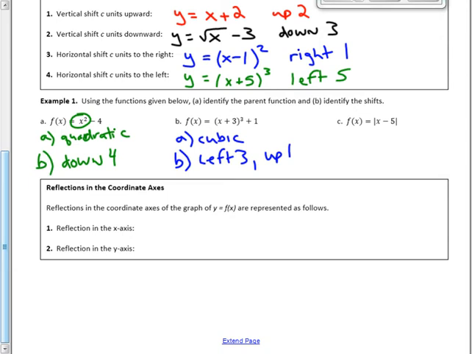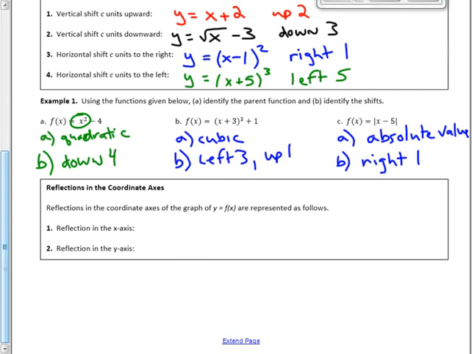Then part C, part A is they identify the parent function. Well, the parent function is the absolute value sign. So the parent function is the absolute value. Then I took that absolute value, instead of it going through the origin, I subtracted 5 on the inside, which means that this went right 1. And so it doesn't matter what the parent function is, whatever I do to it is what's going to cause the shift or the transformation that happens.